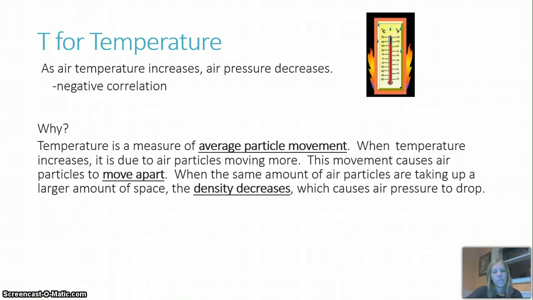When temperature increases, it is due to particles moving more. There's been a gain in thermal energy, there's more movement, and so the average particle movement increases. This movement causes air particles to move apart. So when particles start moving more, they move further apart. When the same amount of air particles take up a larger amount of space, the density decreases. So since the same number of air particles have just spread out a little bit, the density decreases, which causes air pressure to drop as well.